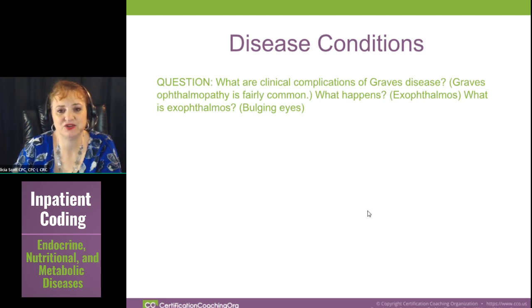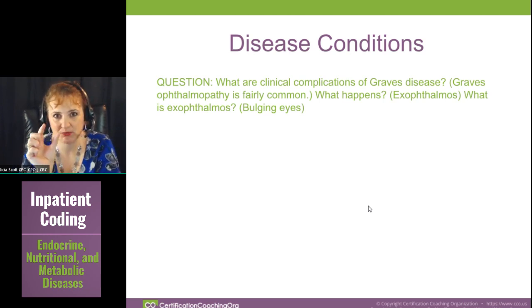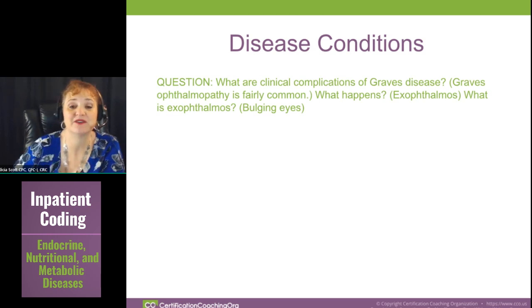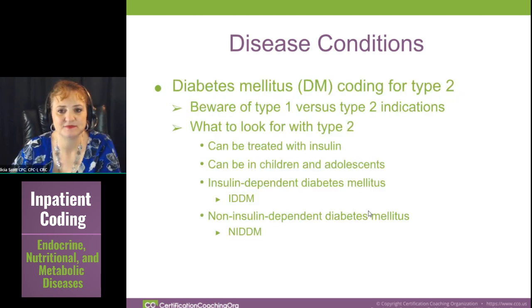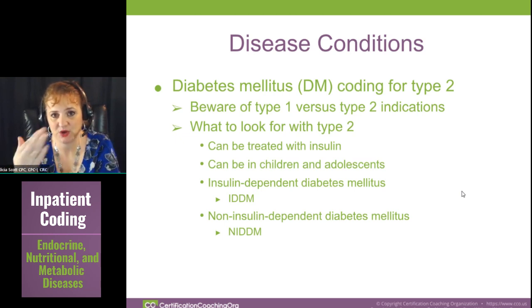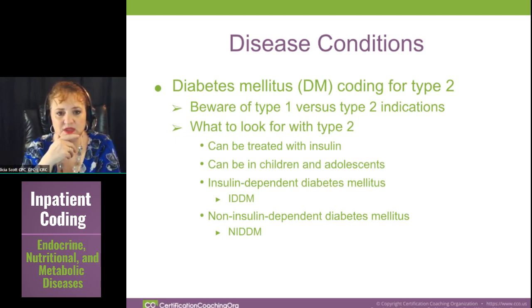Just backtracking again, Graves' disease, what kind of complications can you have? You can have problems with the eyes. And one of the things with Graves' disease is bulging eyes. If you ever saw a person that has really prominent bulging eyes, they probably have Graves' disease. Complications are things we need to know about coding type 2 diabetes. And again, a person can have diabetes and Graves' disease.